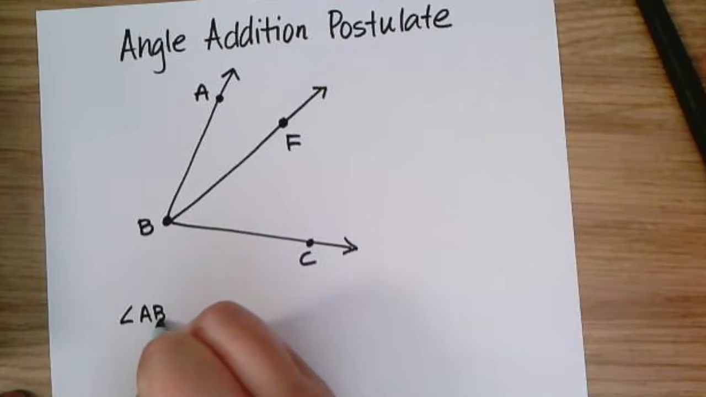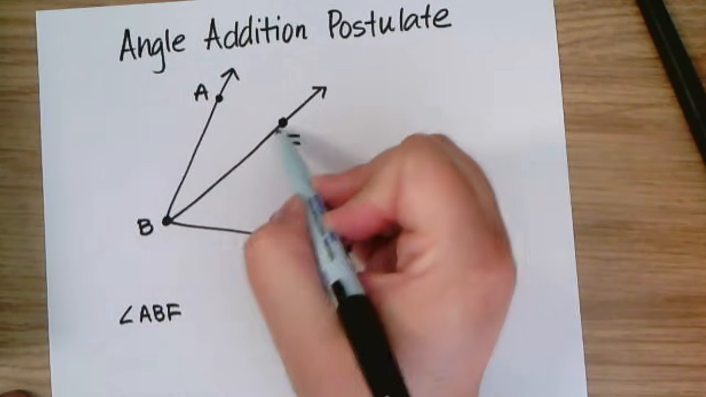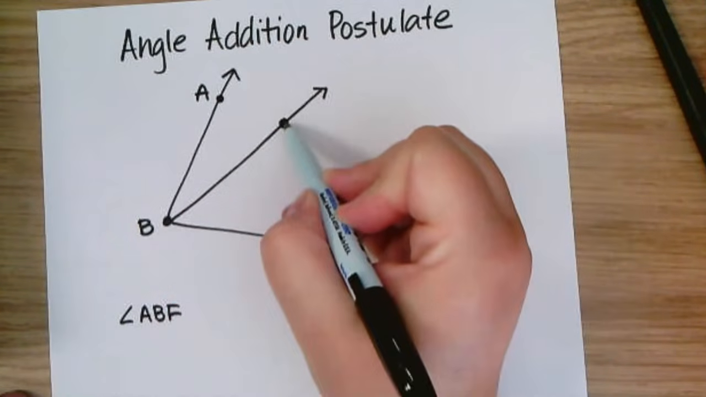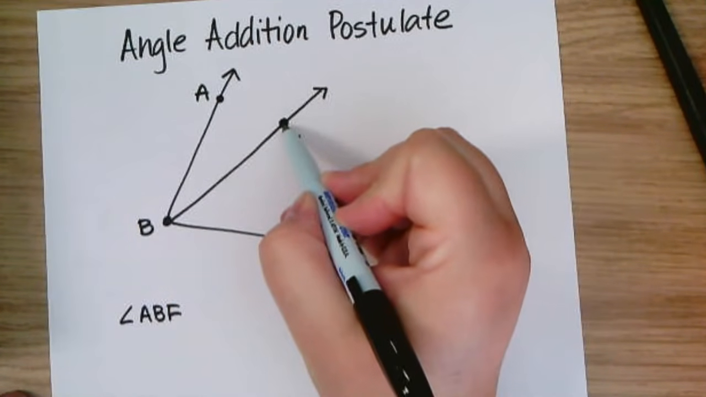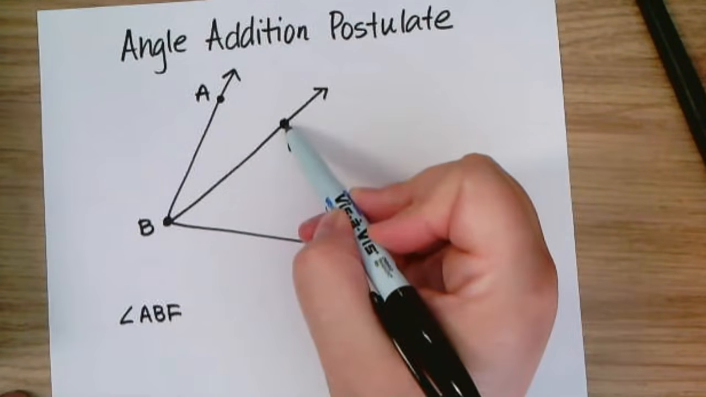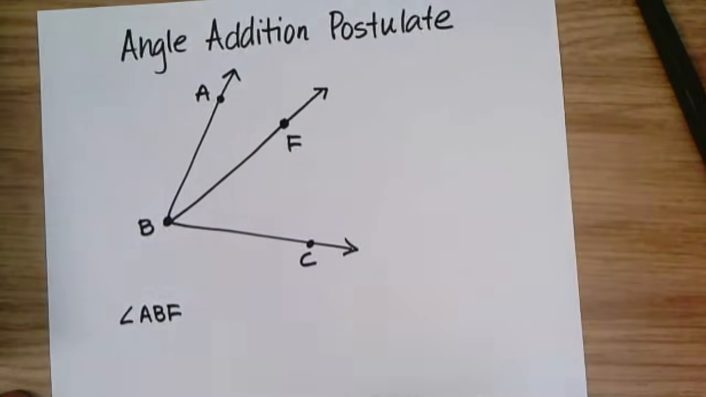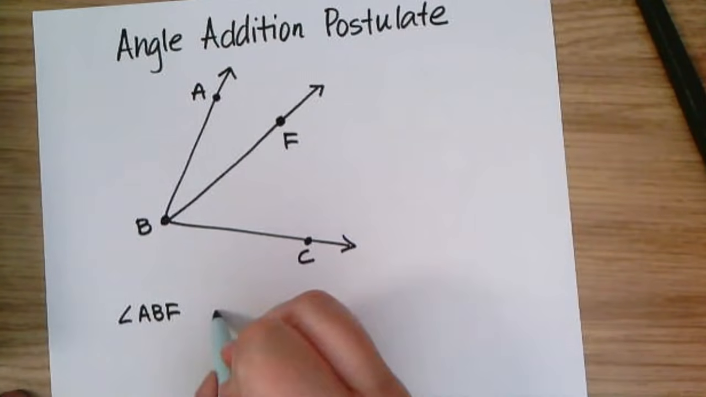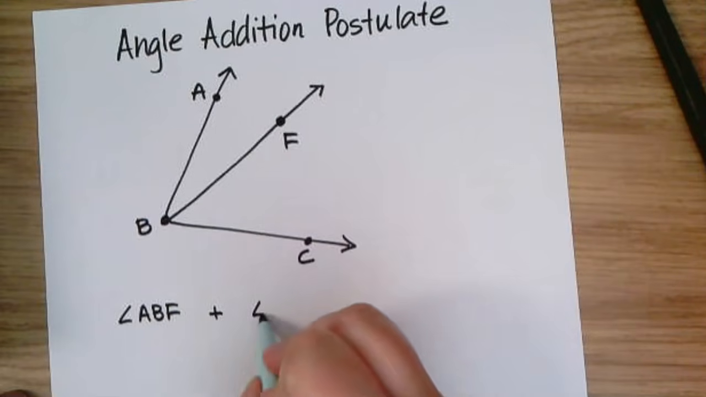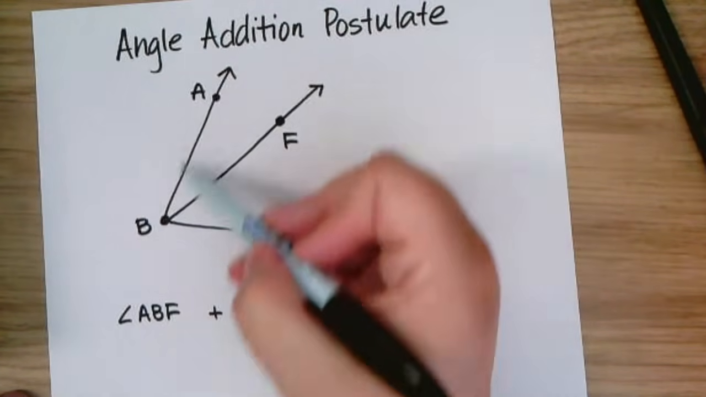So what we have is the situation where the smaller two angles, ABF and FBC. Remember to name an angle with three letters. We start with one side, go to the vertex, and then go out the other side. Always have to have the vertex second. So I could have named this angle ABF, or I could have named it FBA, but B has to be in the middle. So ABF and FBC together make up the entire angle.